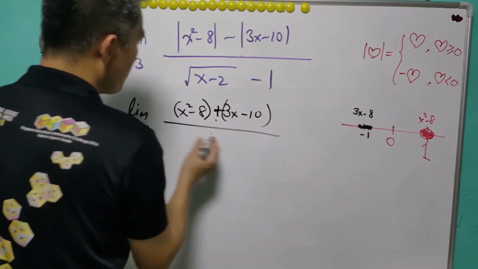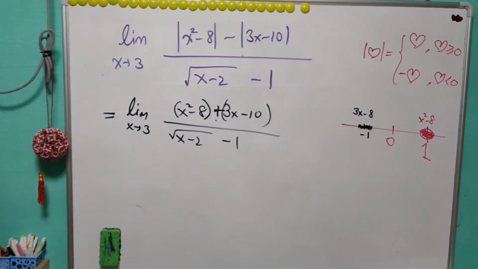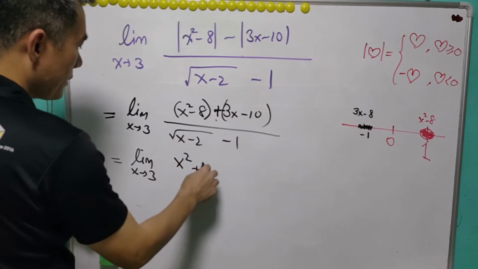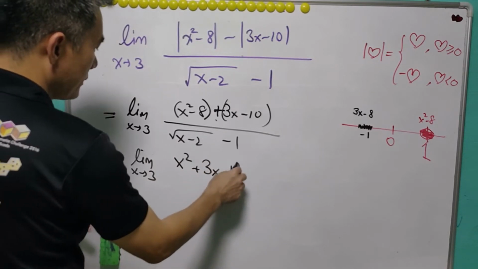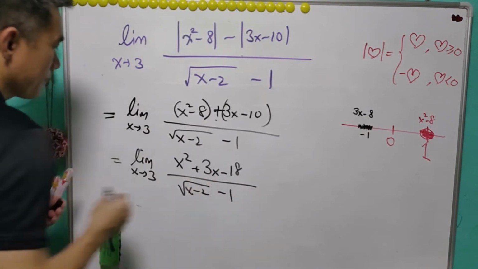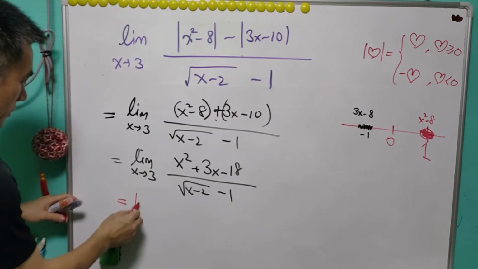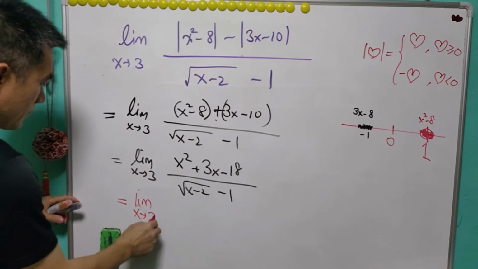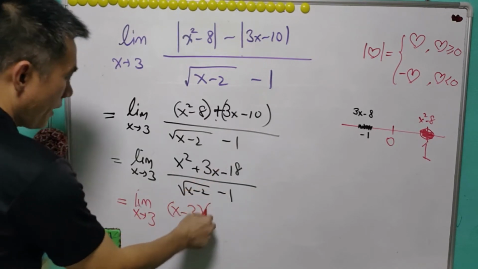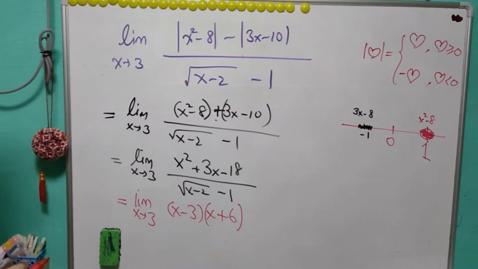Okay, and copy down square root of x minus 2 minus 1 for now. And this is equal to x squared plus 3x minus 18, over square root of x minus 2 minus 1. It is not difficult to factorize the numerator. That will be equal to x minus 3, one of the factors, and x plus 6, another factor.